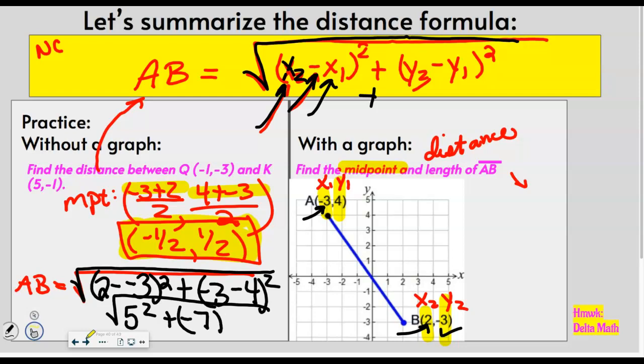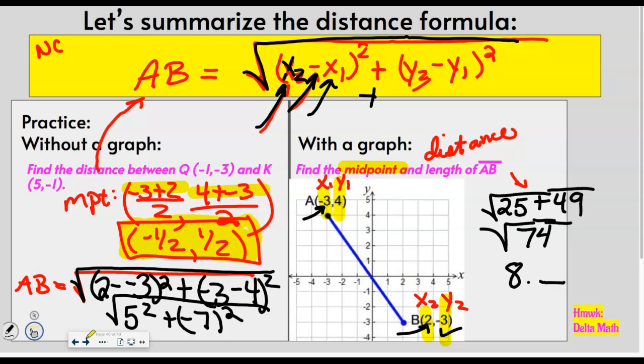Now make sure you put that in parentheses, especially if you're using a calculator. All right, so 5 times 5 is 25. -7 times -7 is 49. I add those two up, and on my calculator, I need to take the square root of 25 plus 49. It looks like the square root of 74. I don't remember what that was in class. It's 8 point something when we rounded it to the nearest tenth.